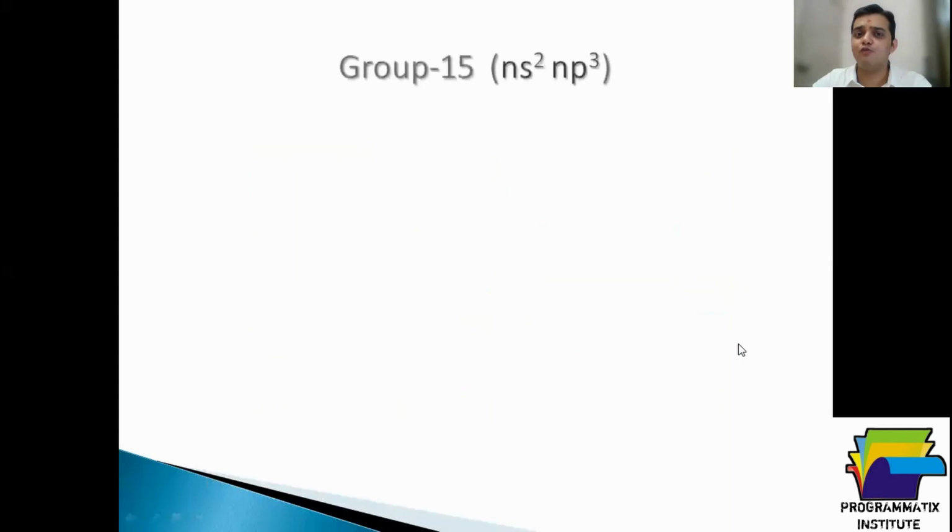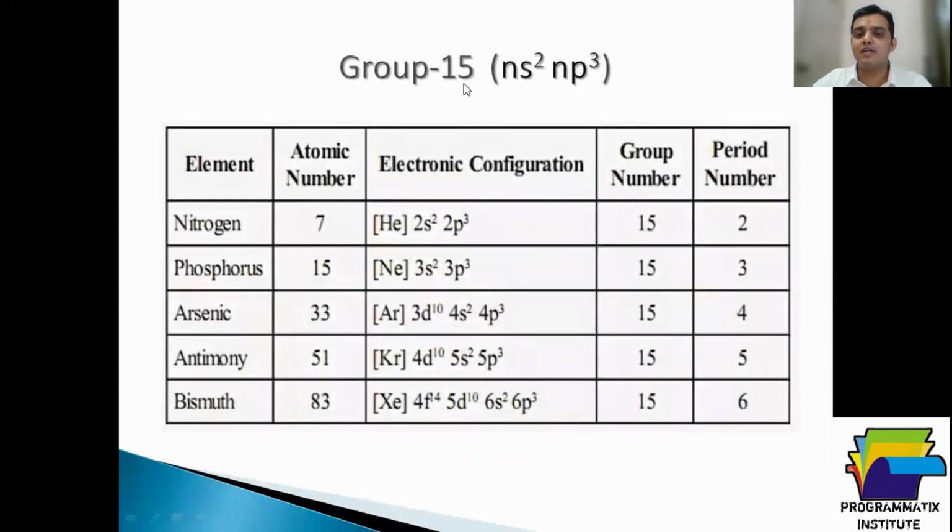You practice this for group 15. For group 15, what will you write? ns2 np3. If it is ns2 np3, then what is its shortcut? Neele Peele Aasmaan Mein Sab Bindas Ghoomo. I have not given you the symbol here, but antimony's symbol is Sb. Neele's N is nitrogen, Peele's P is phosphorus, Aasmaan's As is arsenic, Sab's Sb is antimony, and Bindas's Bi is bismuth. The atomic number shortcut is the same, but again configuration.